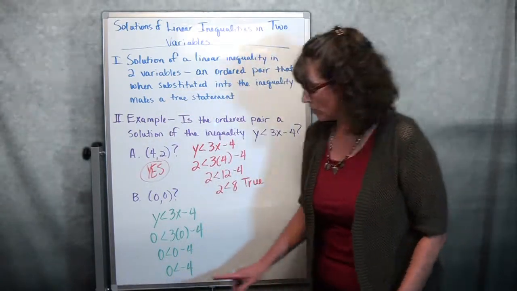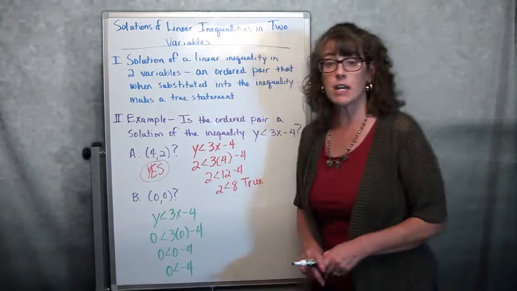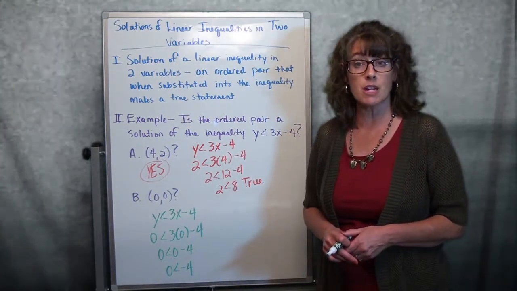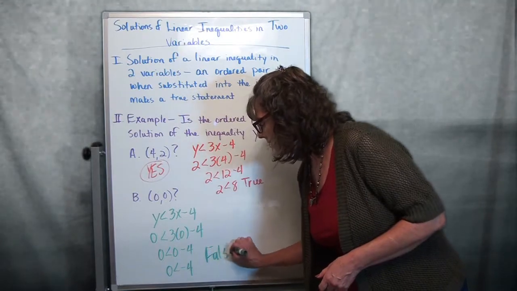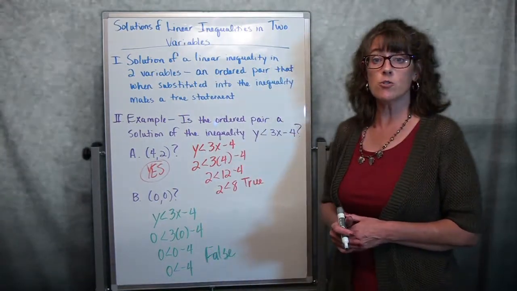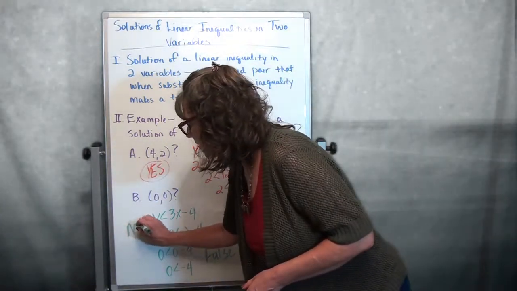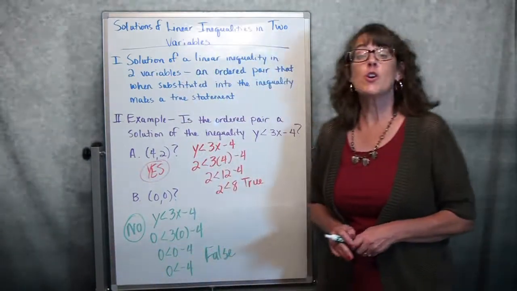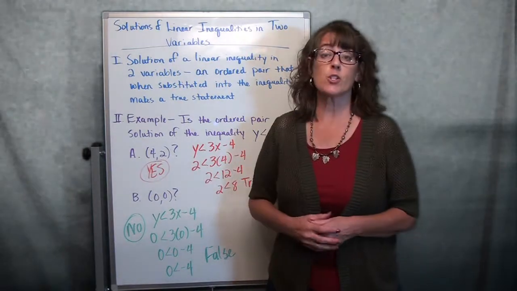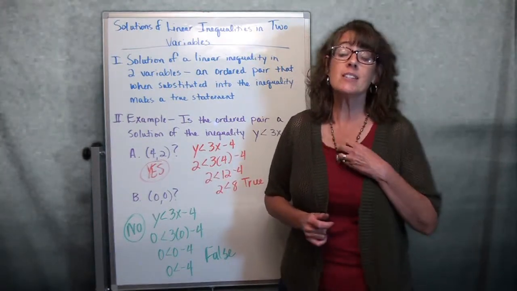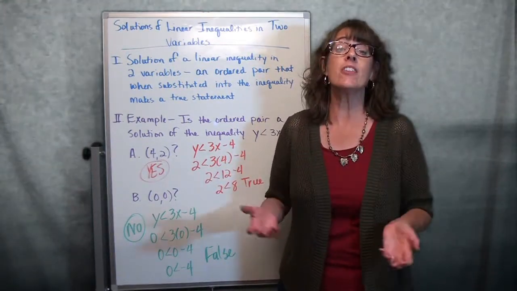Is this truth? This says 0 is less than negative 4. Is that true that 0 is less than negative 4? No, that is definitely not true. That is false. And when it's false, is that a solution? No, definitely not. So that's how you determine whether or not your ordered pair is a solution to the linear inequality. It's the same way that you determine whether or not anything is a solution.